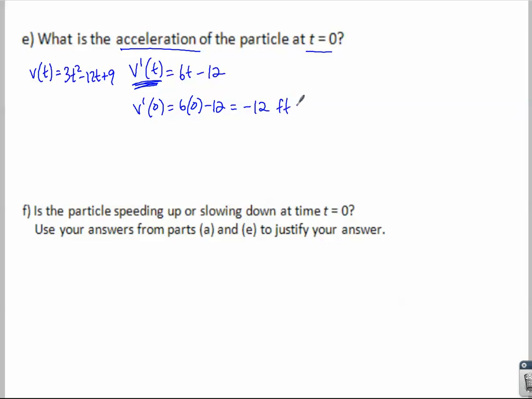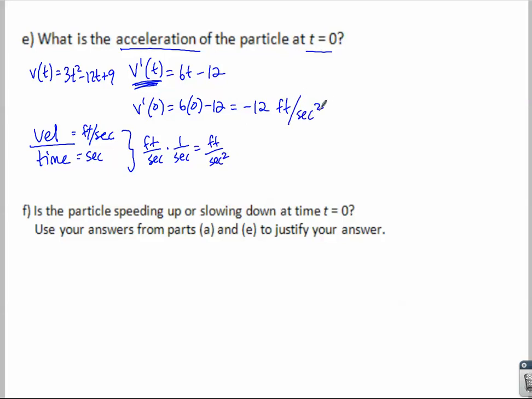Well, what are we measuring? The velocity divided by the time. What were the units of the velocity? The velocity was in feet per second. The time is in seconds. So how do we represent those units all together? Feet per second times 1 over second, or feet per second squared. So this is negative 12 feet per second squared.